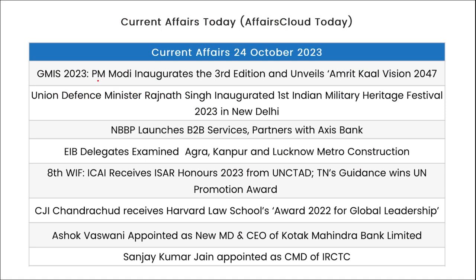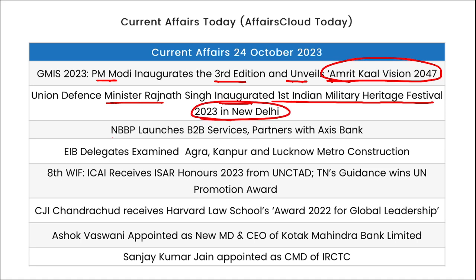Now let's go for a quick one-liner revision. PM Modi inaugurated the third edition and unveiled Amrit Kal Vision 2047. Defense Minister Rajnath Singh inaugurated the first Indian Military Heritage Festival held in New Delhi.